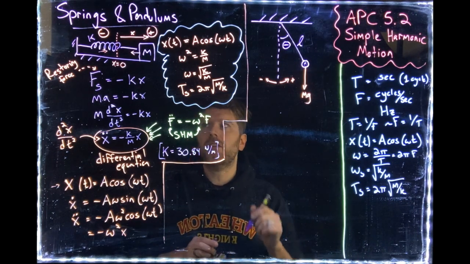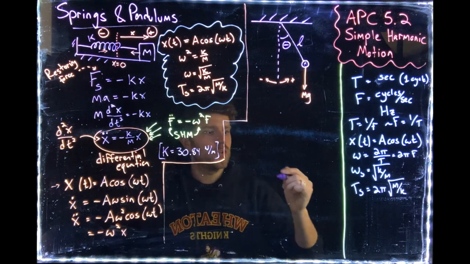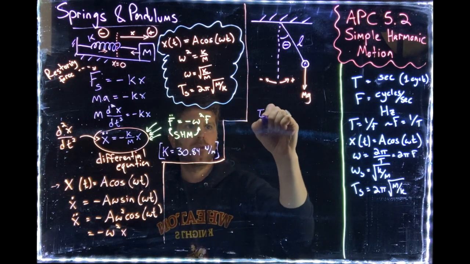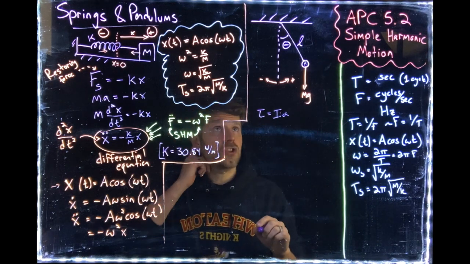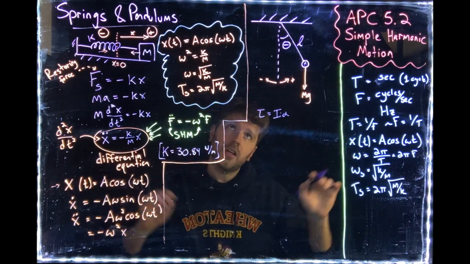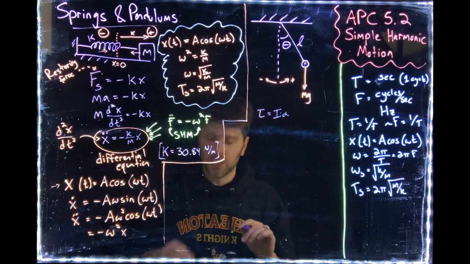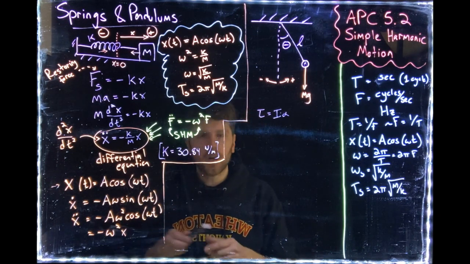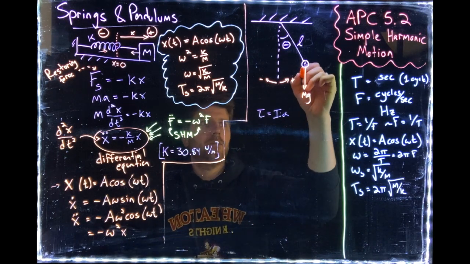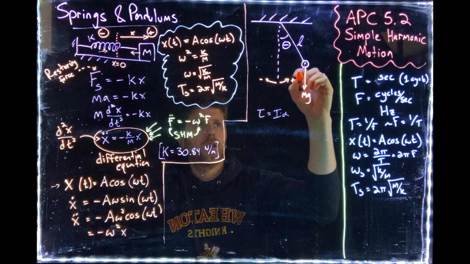Now in this case, rather than using F equals ma, we're actually going to do a similar thing, but we're going to use torque equals I alpha. And in this case, we're going to assume that the string is massless. All we're dealing with is the little bob at the end. So where does the torque come from? The torque comes from gravity. So we can go ahead and work this out real quick.